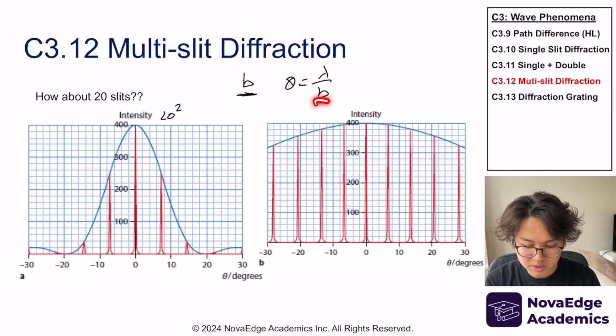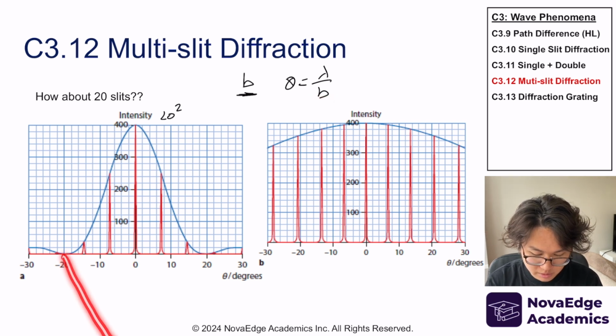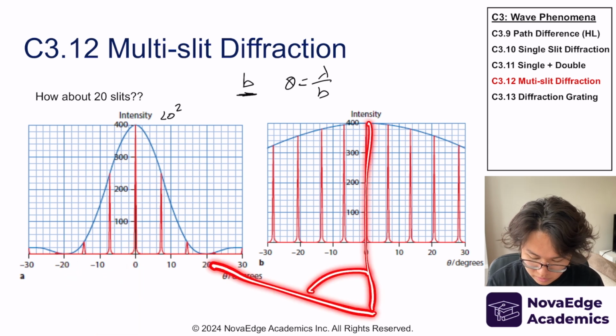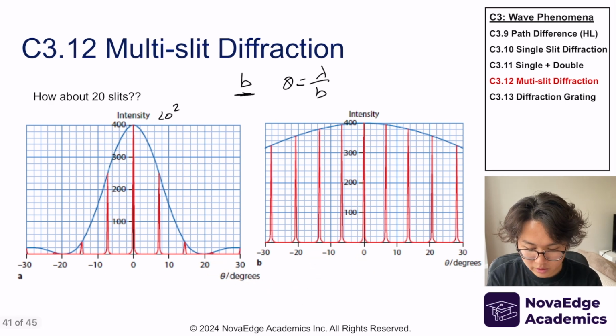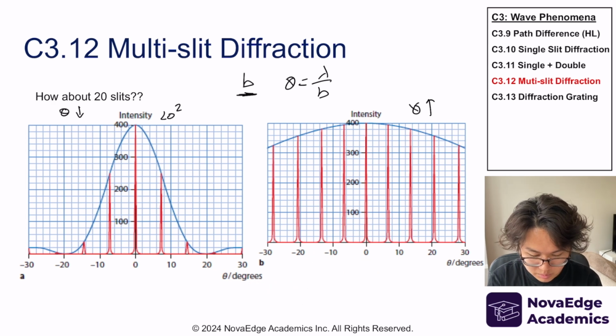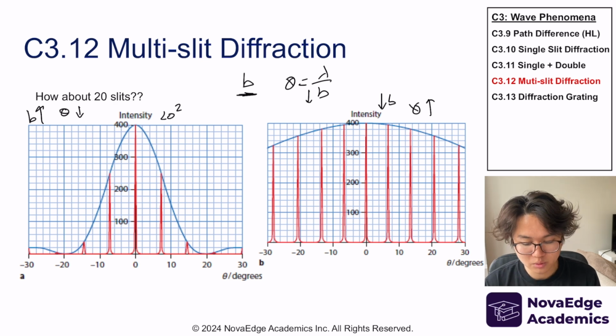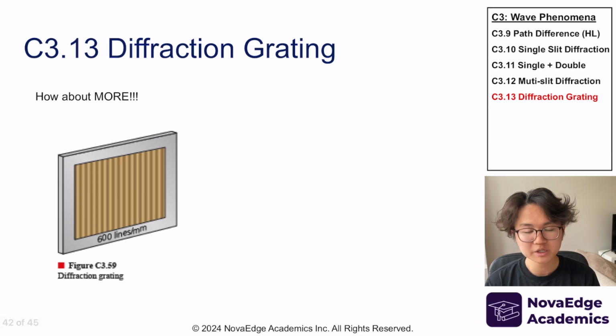And because b is different, the angle to the first minima, that's the angle, by the way, is different, because this one is not even on the graph. It's much bigger. So if the angle here is bigger and the angle here is smaller, that means b is smaller in here and b is bigger in here. Okay, this is a typical way for them to ask you a question in Paper 1, multiple choice, right? So you only have 1 minute to basically think about this concept. So just practice, okay?